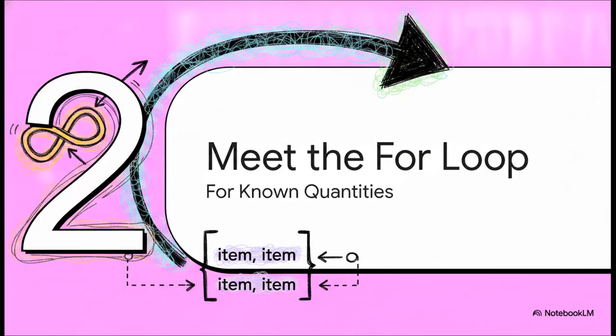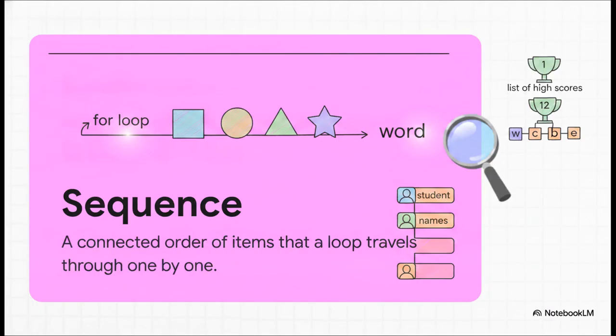Moving right along to Section 2, let's meet the for loop, which is absolutely perfect for known quantities. Now, to actually use a loop, we usually need some data to work with. We call this a sequence. Think of a sequence as just a connected order of items. It could be a list of student names, the individual letters in a word, or even a list of high scores in a game. A for loop is basically designed to step right onto the sequence and travel through it, looking at each item one by one from the very beginning all the way to the very end.